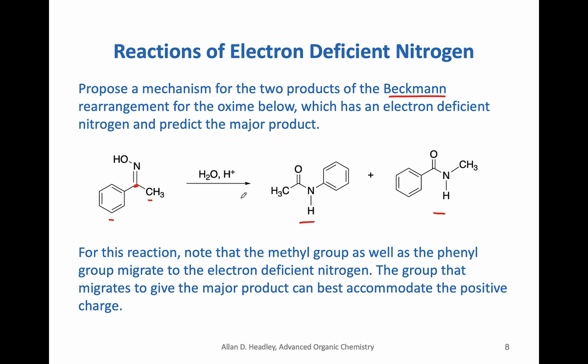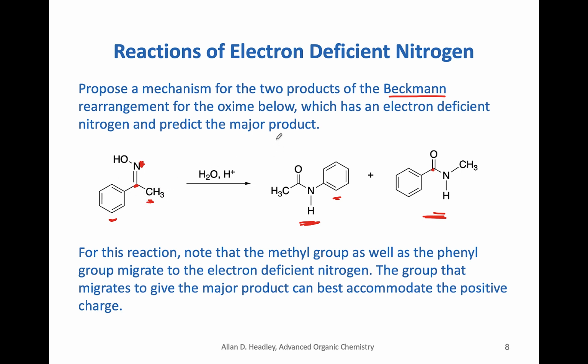Let's do the analysis. So we can see this product here results in the phenyl migrating to this nitrogen. How do we know that? Here's the nitrogen and here's the phenyl. This product here results from the migration of the methyl group here. Again, how do we know that? Because this methyl group is now bonded to the nitrogen, this nitrogen in the product, and the phenyl is still bonded to the carbon. So we have two possible products. One, the phenyl migrates, the other one, the methyl migrates.